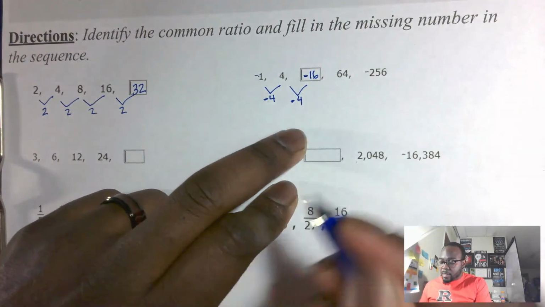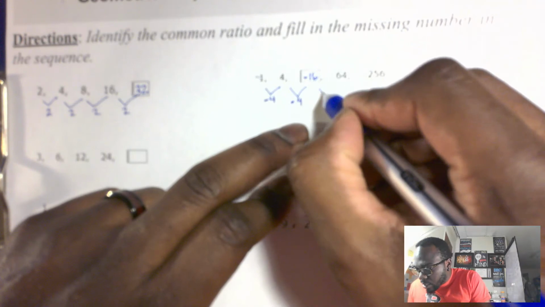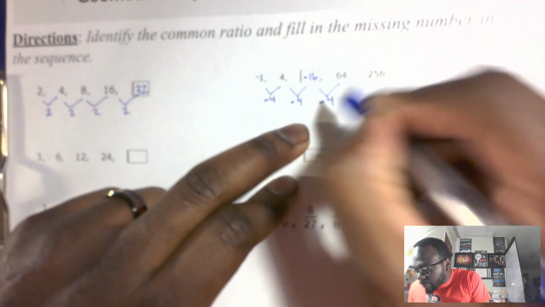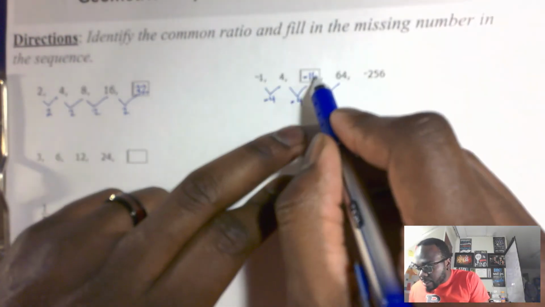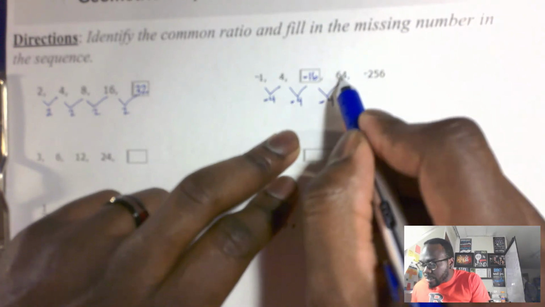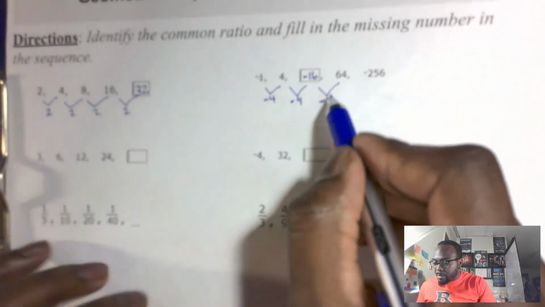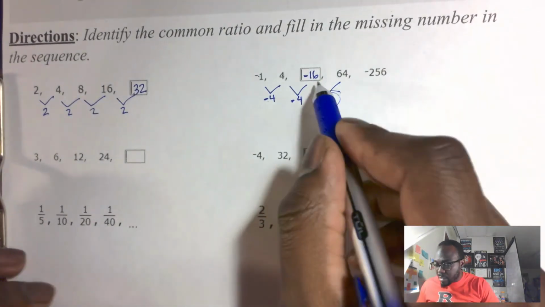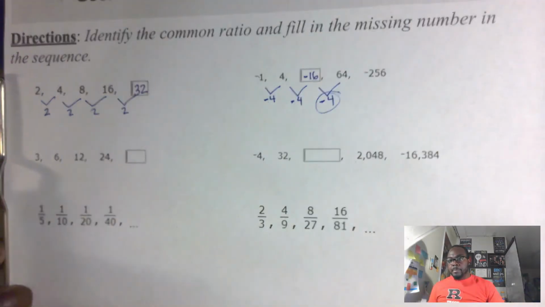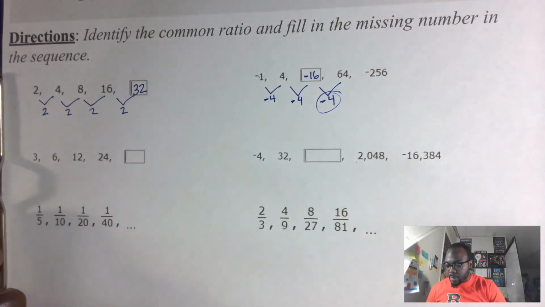So now let's figure out if it's a common ratio, because if I multiply this by negative 4, right? Negative 16 times negative 4 does give me 64. So I know that my common ratio here is negative 4, so I'm able to fill in the blank. All right, so let's go to the next one.